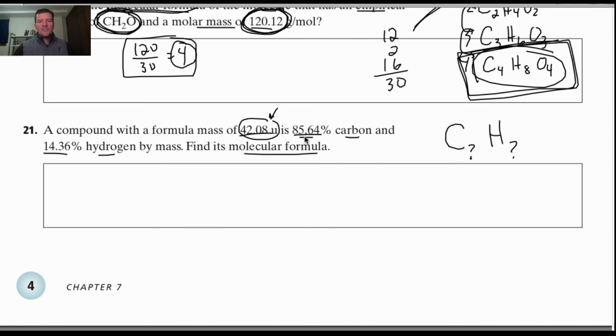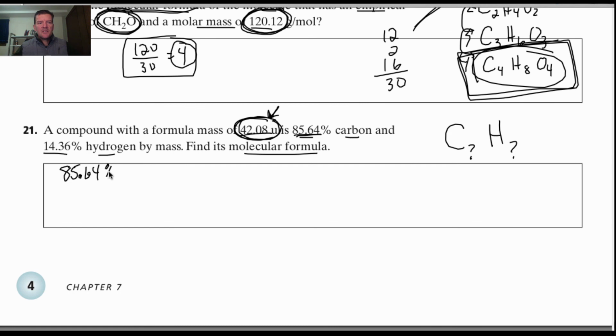So what we're going to do here, we want to look at the comparison between the percentages and the formula mass. All right. If 85.64% of this is carbon and 14.36% of it is hydrogen by mass, remember we said assume 100 grams sometimes, so that might be helpful here. But we are given the mass here, so we don't have to really assume that there's 100 grams because we're given the mass.